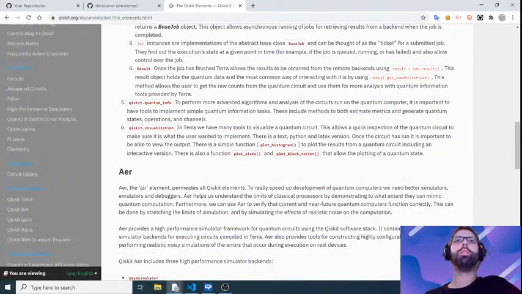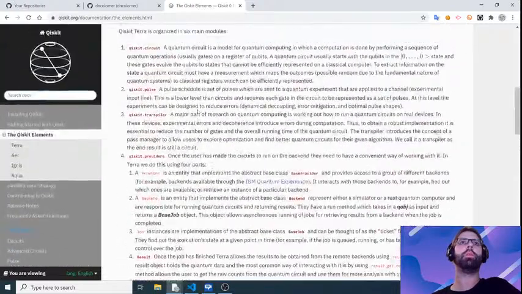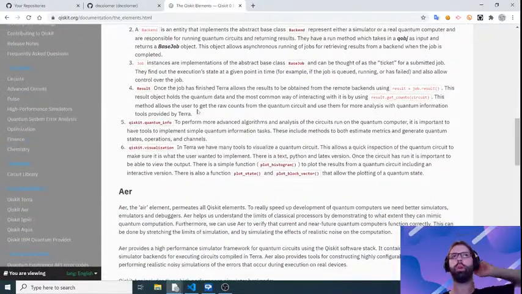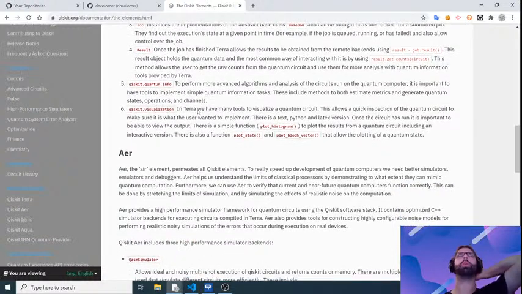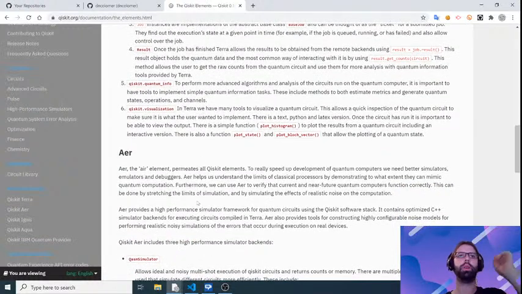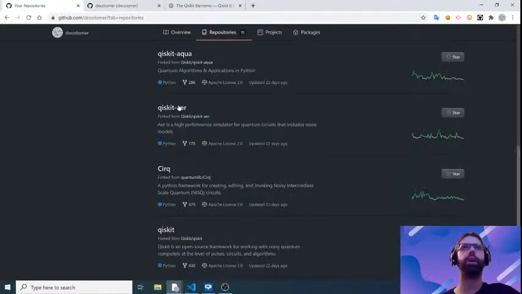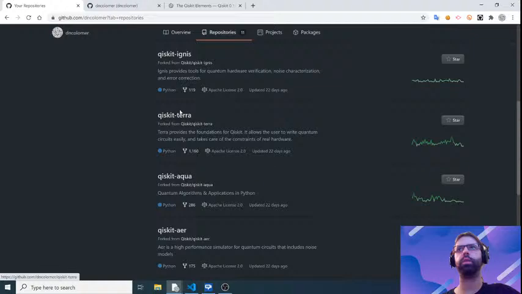So what are more advanced algorithms and analysis? This is where I can get some of those things where I have no idea what this is about. And this is in Terra. Okay, so let's do this quantum info. And we can do simulators next time, I guess. So this is in Terra, is it? This is in Terra.